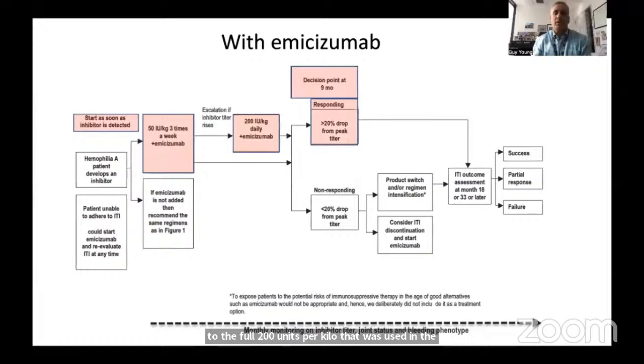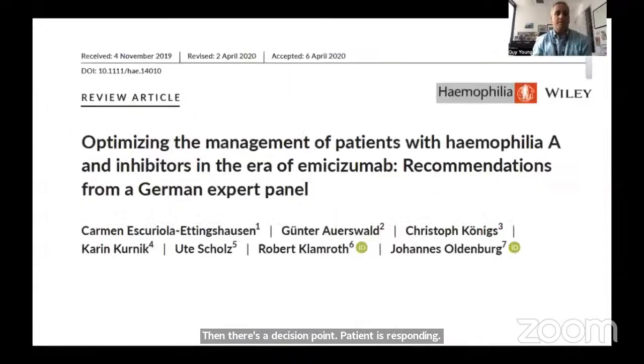Then there's a decision point. The patient is responding or not responding, and ultimately you get to a point where either the patient was successful, or they failed, or they have partial tolerance.